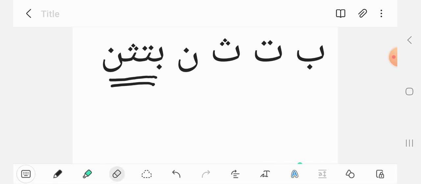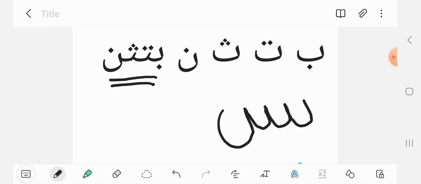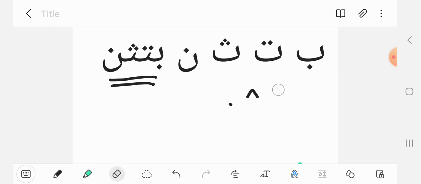The main important part here, when you're about to write the beginning, this right here matters. You see, the curves matter. So just remember to distinguish the curves and make them big enough. So be, te, the, nun. I think this is it when it comes to those 4 letters.